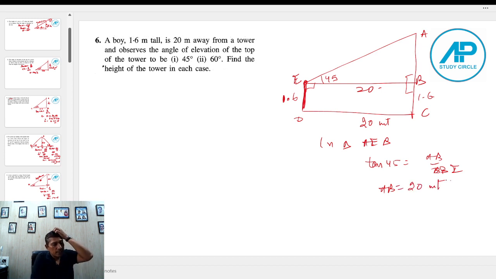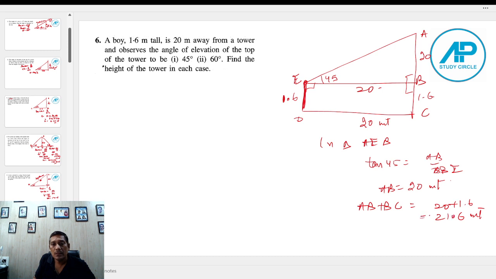I hope you can hear me, children, and I'm trying to make it as simple as possible. So I got the value of AB as 20 meter. Total height of building is AB plus BC, 20 plus 1.6, which is 21.6 meters.